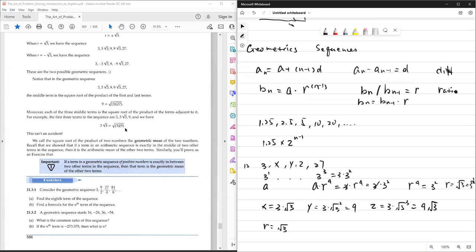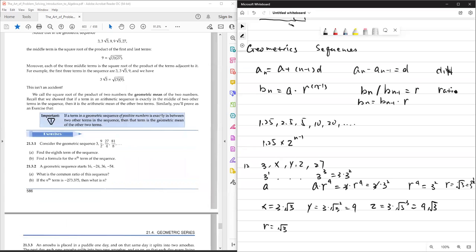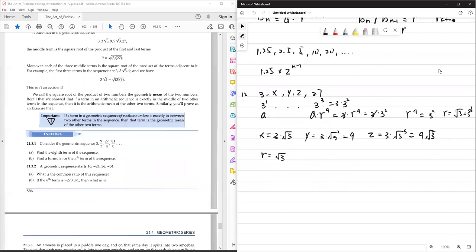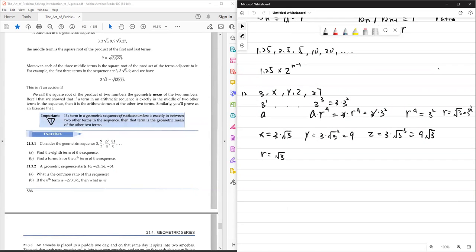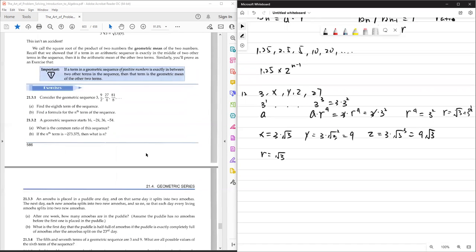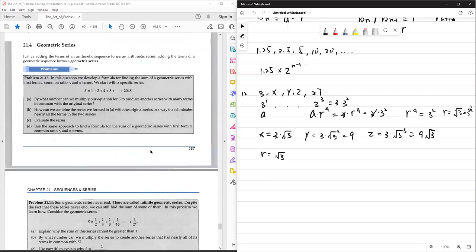Okay, if a term of a geometric sequence of positive numbers is exactly in between two other terms, then the term is the geometric mean. Similar to what we learned, if y is directly in between x and z, then y equals the average of x and z. If it's in a geometric sequence, then y equals the square root of x multiplied by z. This is that definition.